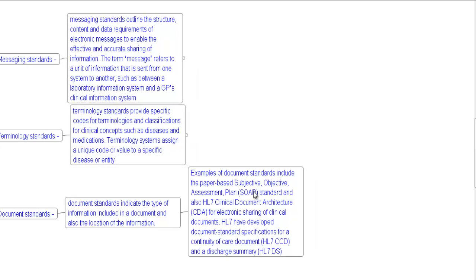And document standards. Examples of document standards include the paper-based Subjective Objective Assessment Plan (SOAP) standard, and also HL7 Clinical Document Architecture (CDA) for electronic sharing of clinical documents. HL7 has developed document standard specifications for the Continuity of Care Document, HL7 CCD, and discharge summary, HL7 DS.